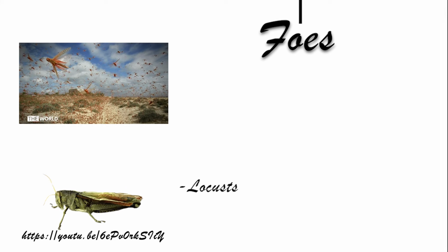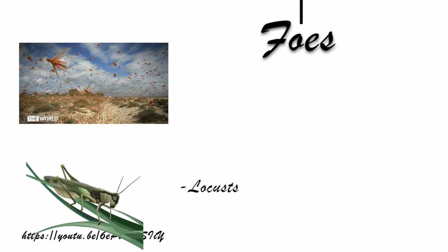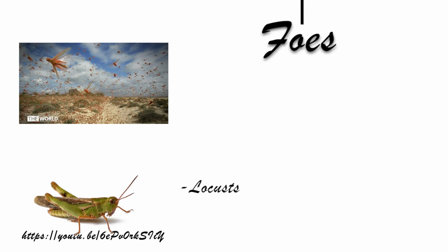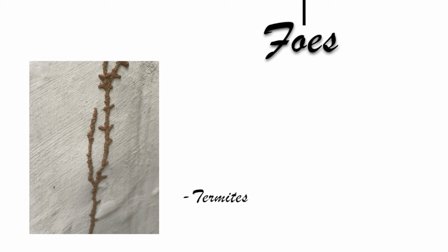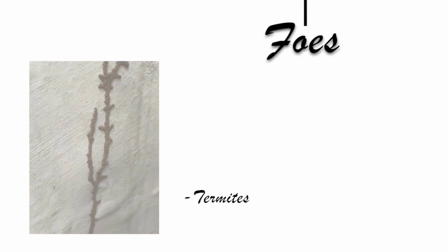Locusts destroy crops. Although locusts are also edible, and lots of human communities consume locusts, the damage that they cause to crops is unparalleled. Termites consume cellulose and destroy and damage wooden furniture and other objects made of wood, and even live trees. Fleas suck on the blood of mammals and birds.